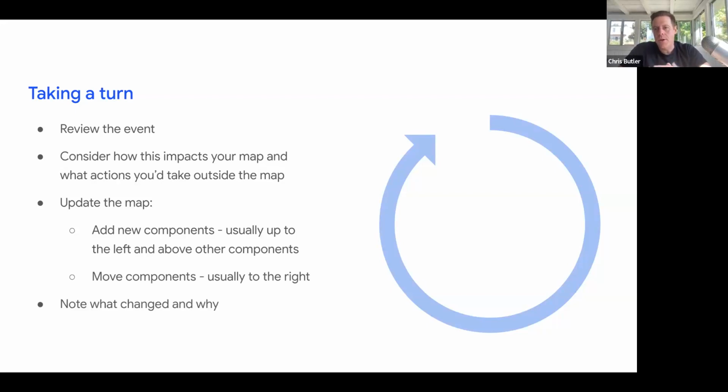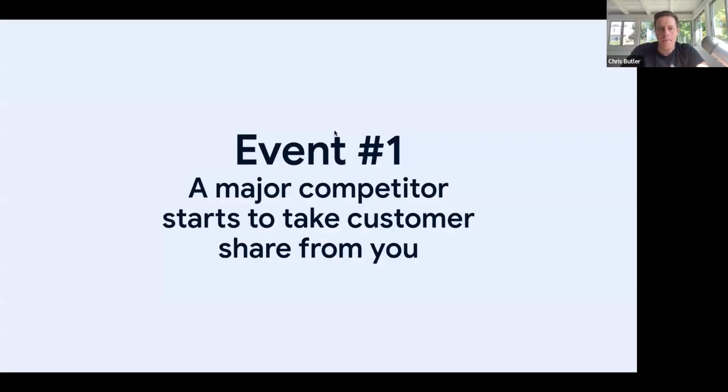And then I want you to note what changed in the map. I usually like to create this little bit of an audit trail on the right-hand side where it says decision 1, decision 2, decision 3. Just write a quick summary of what you thought would happen and what that meant. And so the first event, because we're doing something like ChatGPT: a major competitor starts to take customer share away from you.